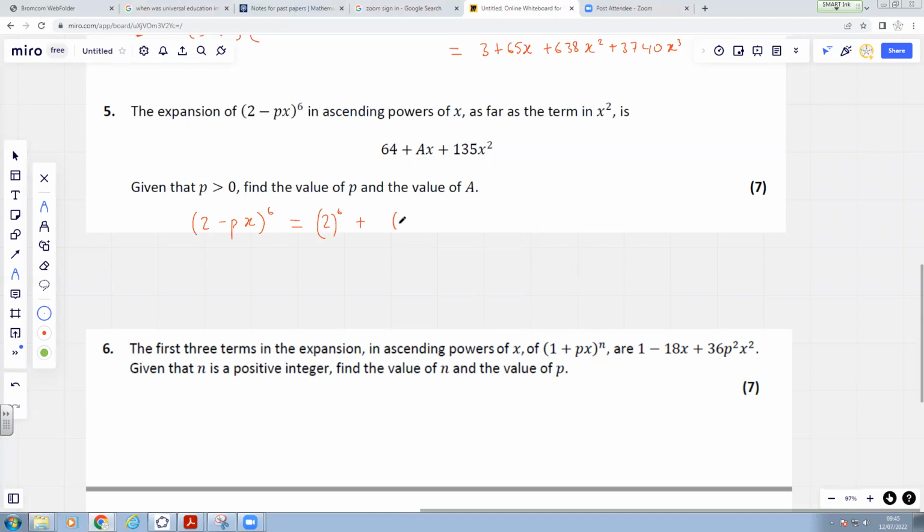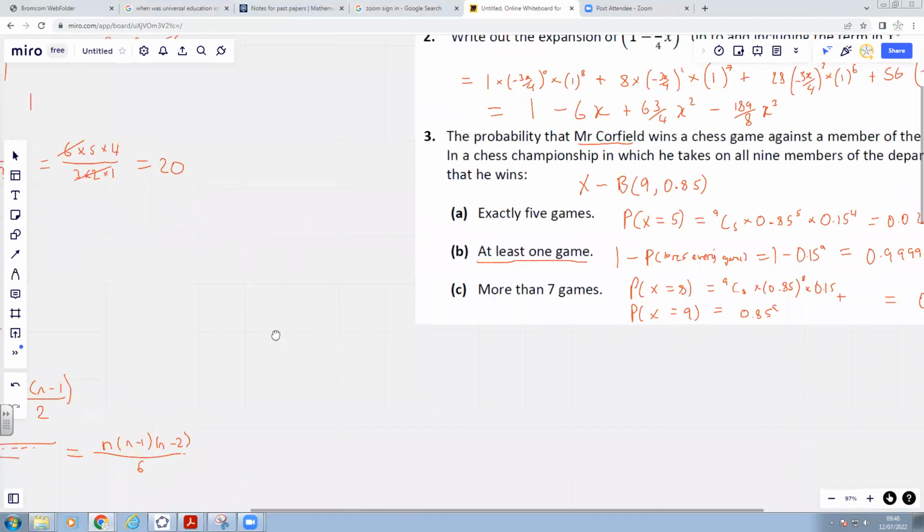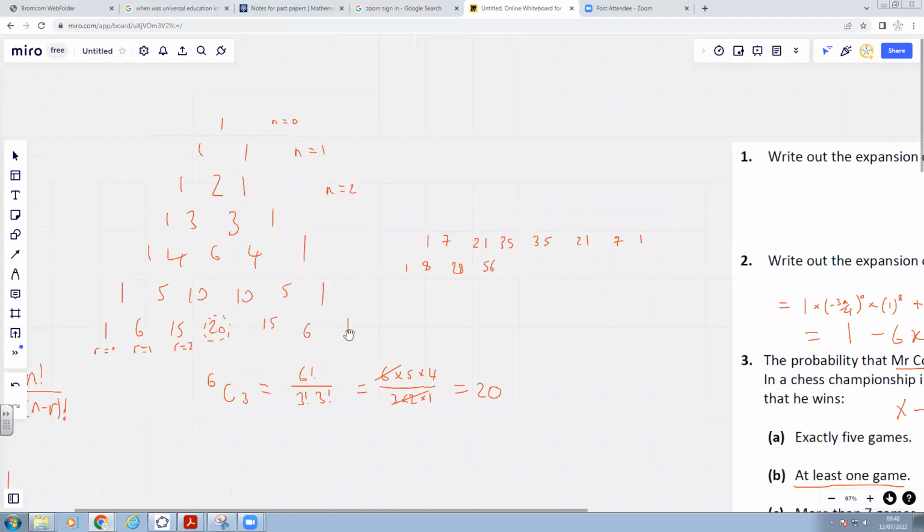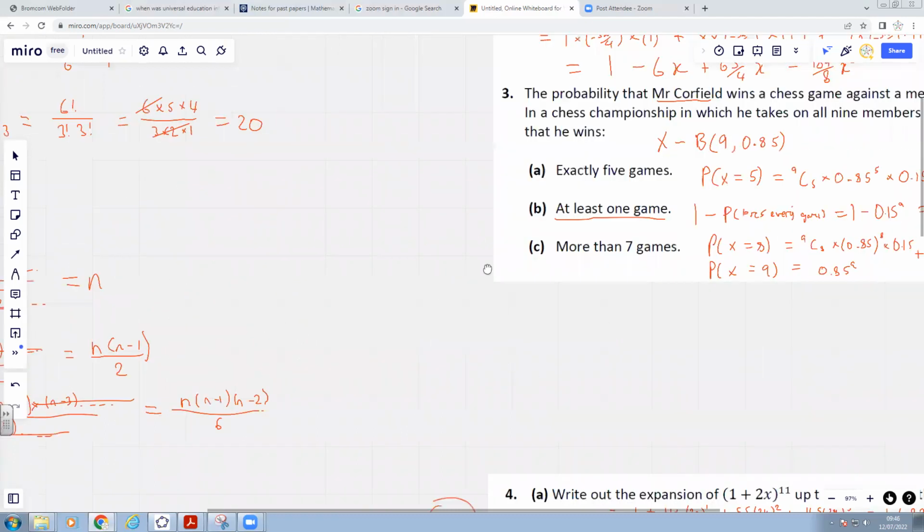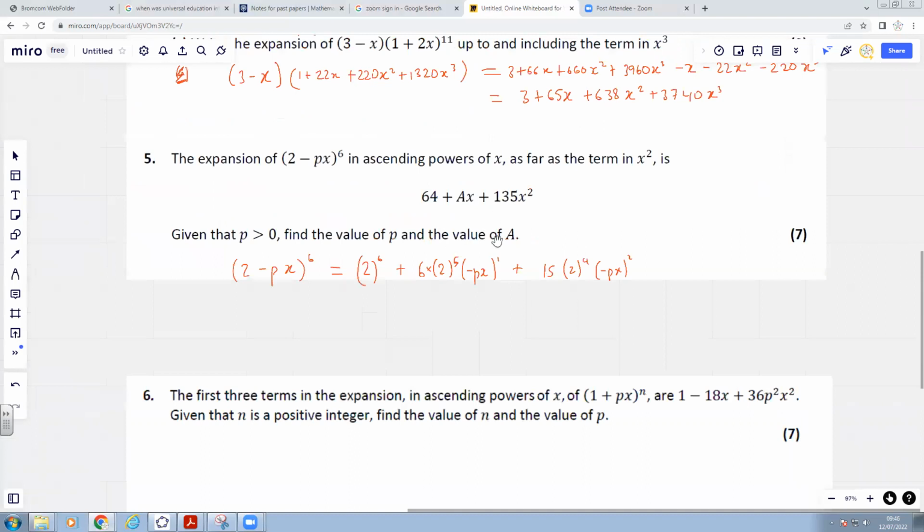And then I'm going to have 2 to the power of 5 times my minus px to the power of 1, and then also times 6, because we're to the power of 6 in this, so this is going to be 1, 6, 15, and so on and so forth. And then my next one's going to be 15 times 2 to the power of 4 times minus px all squared. And that's because I'm dealing with the sixth row of Pascal's triangle. I know a lot of people love Pascal's triangle. There it is, 1, 6, 15. And I only need to go to x squared because that's all they've done.